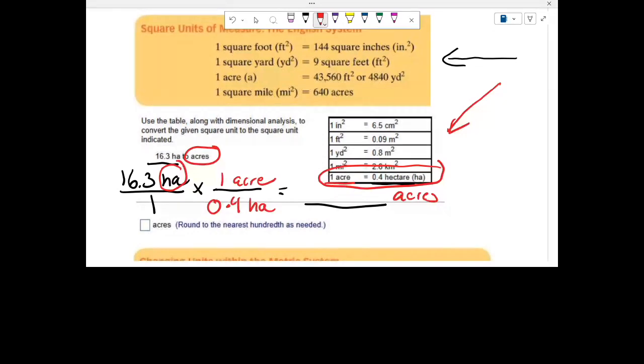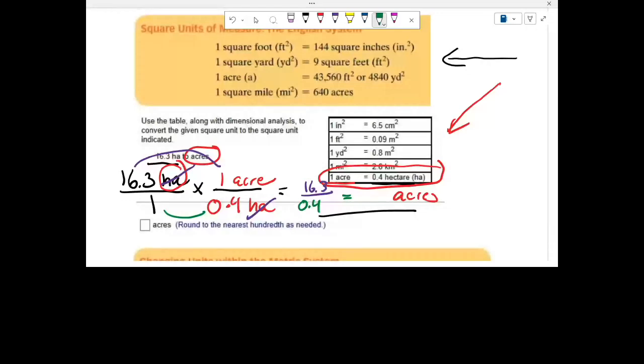Now, y'all, all we're going to do now, we're going to multiply straight across. Before we multiply straight across, those units of ha's are going to go away, okay? Look, we're going to take 16.3 times 1. That's going to give me 16.3, okay, over, let's see, 1 times 0.4 is going to give me 0.4.